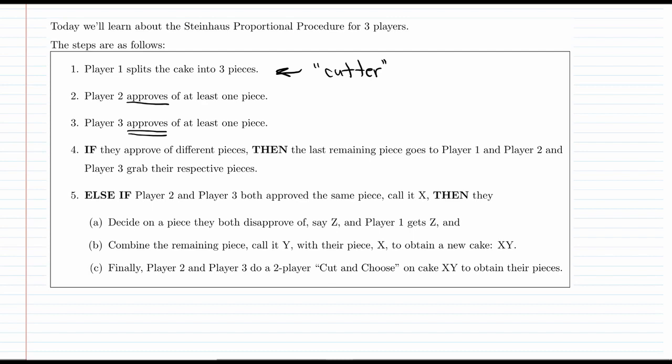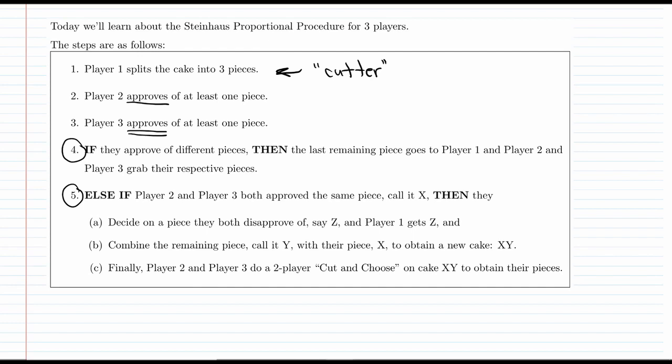What happens then is that we branch into 2 different things. All right, so either step 4 will happen or step 5 will happen. So if player 2 and player 3 approve of different pieces, then perfect. Give player 3 what he approved of, give player 2 what she approved of, and then player 1 gets the last piece. But there's going to be a complication.